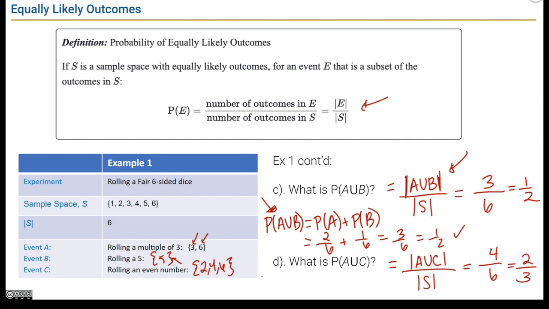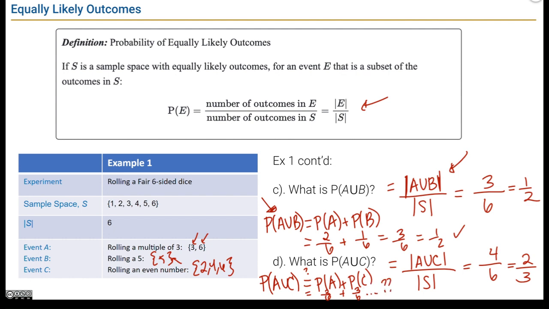And now I want to see what breaks down, because what if I decide to say, okay, well, it's in a union, so can't I just add them? Probability of A plus probability of C. If I do that, I get 2/6, and then if we remember, my probability of C was 3/6, and all of a sudden I'm not getting the right answer. I'm getting 5/6 instead of 4/6.